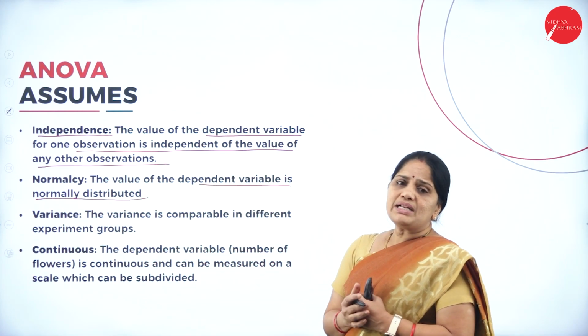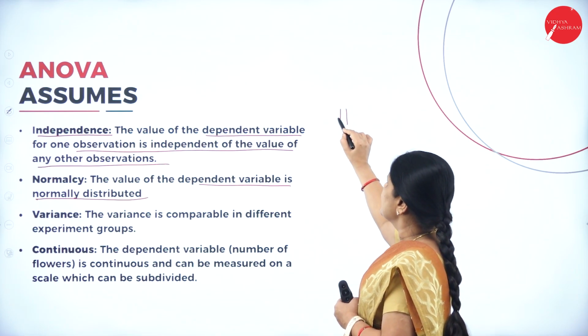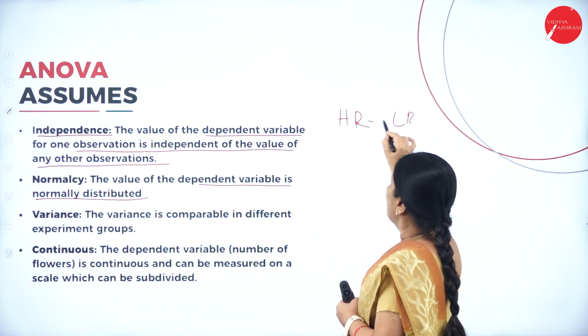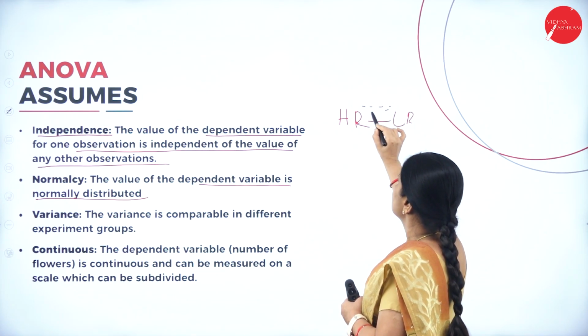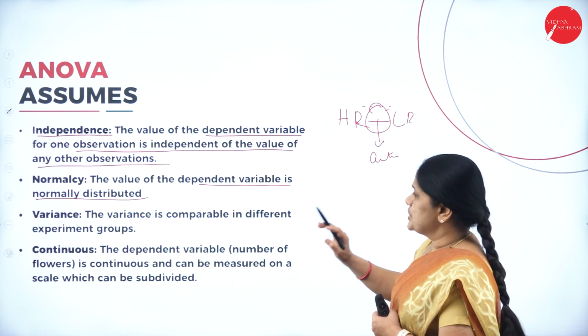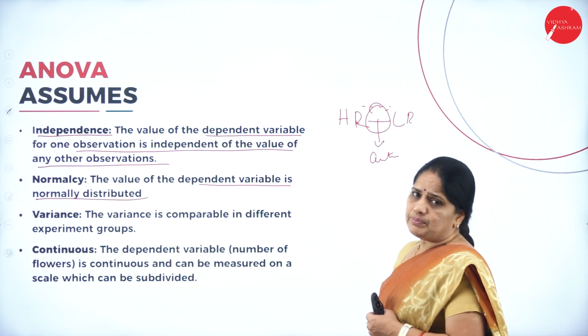What is this normal distribution? Normal distribution means we have the highest range and the lowest range, and all other values will be in the center point. So this we call the normal distribution. So the value of the dependent variable is normally distributed.